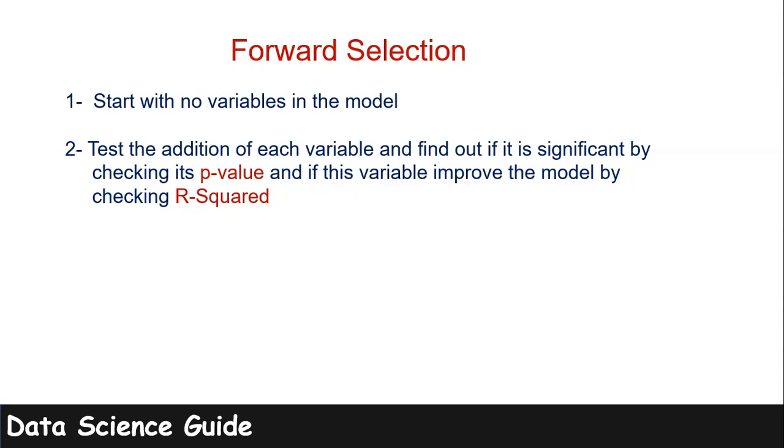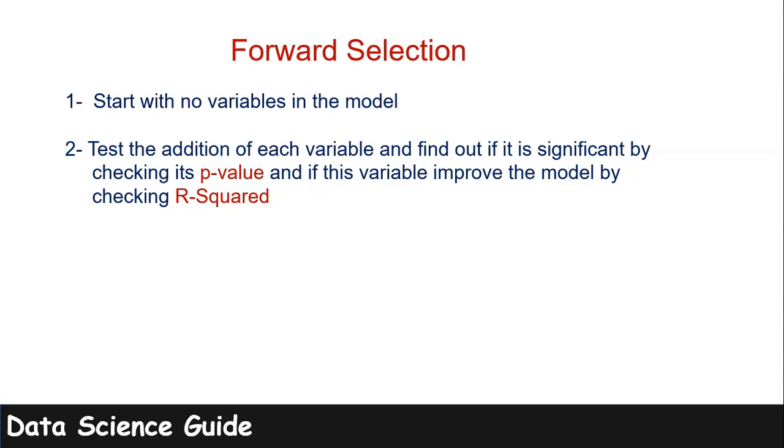If you remember from the previous lectures, we used the p-value and also checked r-squared to find out if the variable is significant and if the model really represents the variance of the change of the values. So in other words, we are checking p-value and r-squared.